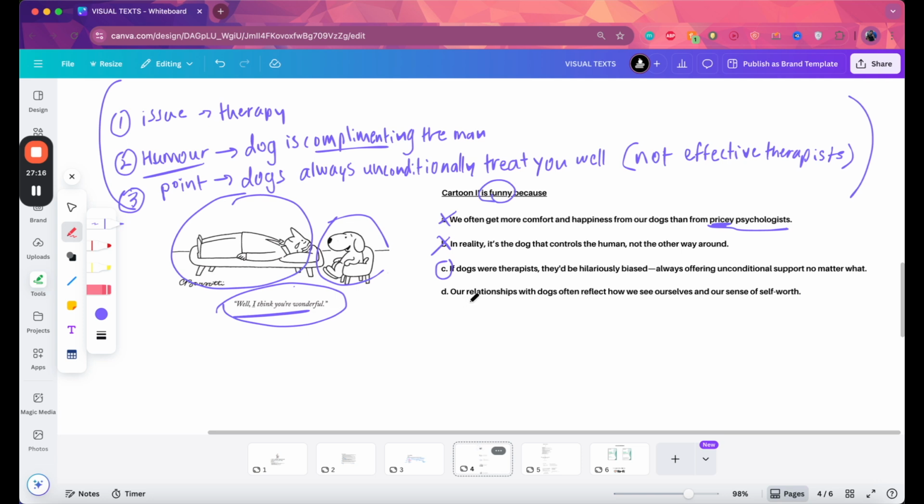So our relationship with dogs often reflects how we see ourselves and our own sense of self-worth. So it's how we see ourselves. Now, there isn't really anything about how we see ourselves or our sense of self-worth in this particular visual text. There is a little bit, but I don't think there's enough compared to something like C, where, if dogs were therapists, they'd be hilariously biased, because offering unconditional support no matter what is what's mainly happening in this text. That's what's focused on in the humor or the satire they're talking about here. So I'm going to eliminate option D and I'm going to keep option C.